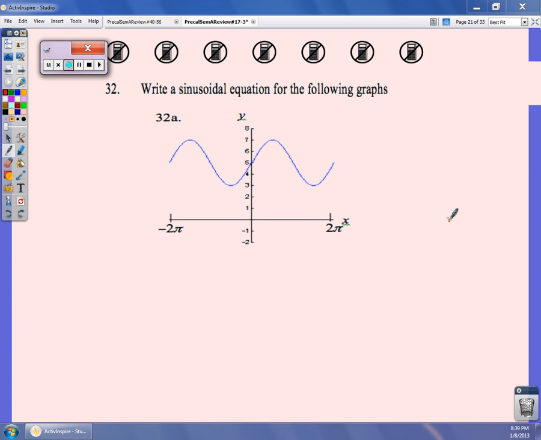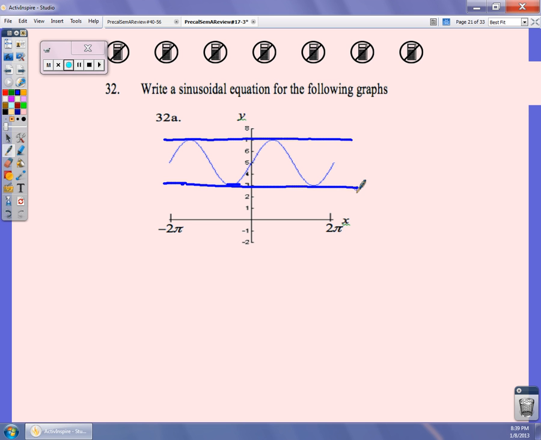In 32, we're asked to write the sinusoidal equation for the following graphs. We've split this up so that in this one we have 32a. Now, I like to look at what we see is the maximum value on our graph and what is the minimum value on our graph.